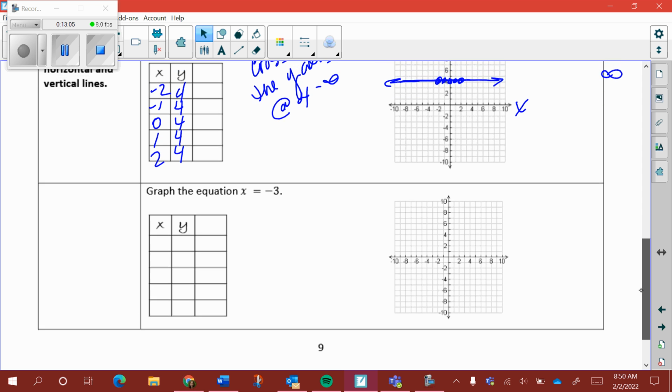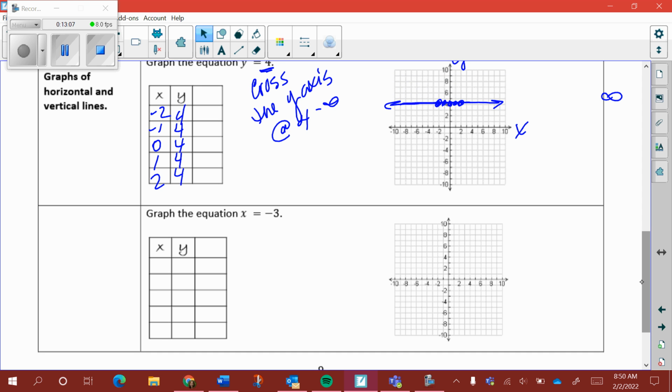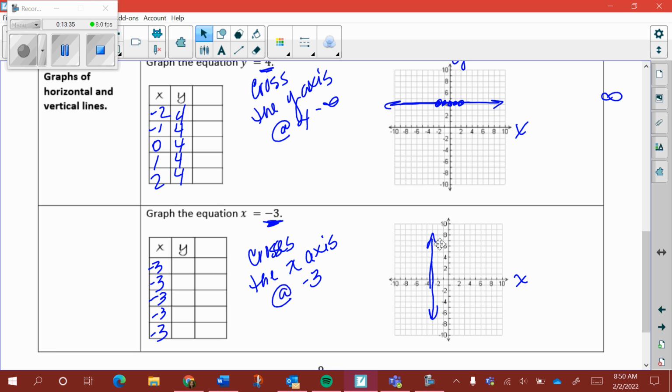And then graphing the equation x equals -3. Well, this one's going to, x is always -3. So it's going to cross the x-axis at -3. So here's my x-axis. It's going to cross the x-axis up and down at -3. So 1, 2, 3, here it is. It's going to be right about there.